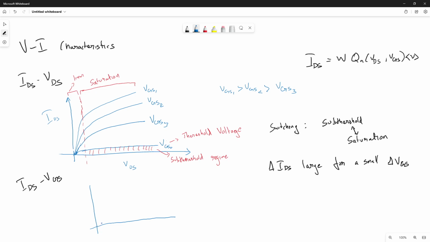Are you drawing something, sir? I have not started drawing yet. Like you can see the screen, right? Yes, sir. I want you to guess. Since you are the only person present right now, I want you to guess. Like, will it increase rapidly or will it increase slowly? For a small VGS, like VGS is zero over here. Slowly, sir. Slowly, very good.